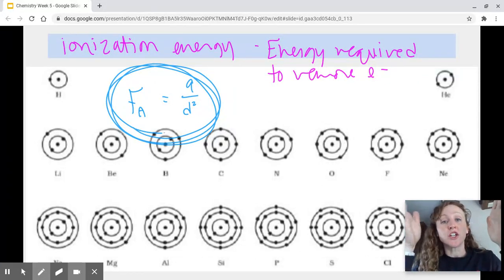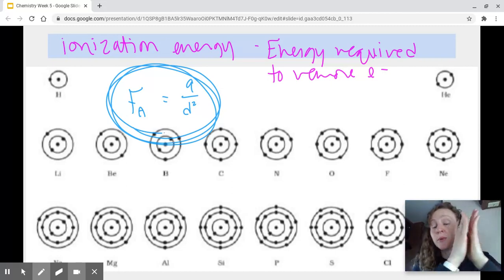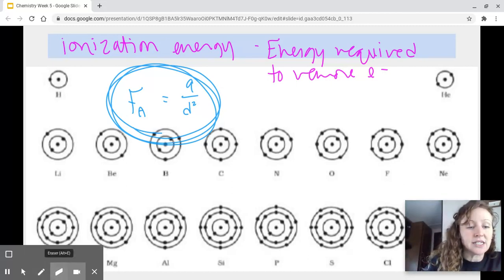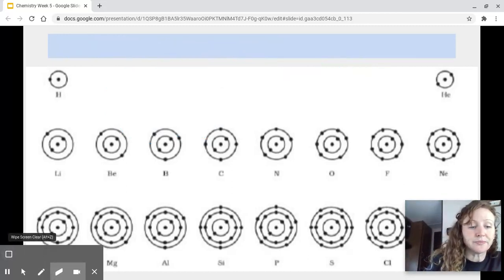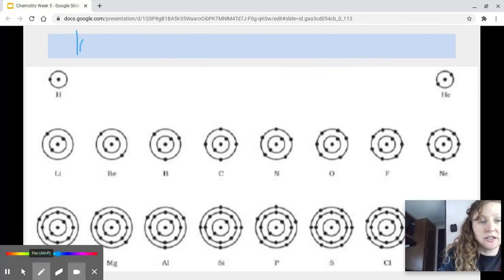So charge, if you increase charge, it's going to increase the force of attraction. If you increase distance, it's going to decrease the force of attraction. Charge and force are directly proportional. Distance and force are indirectly proportional. So with these things in mind, let's think through ionization energy.